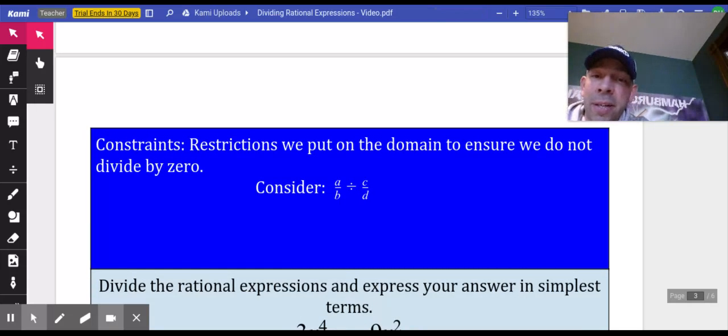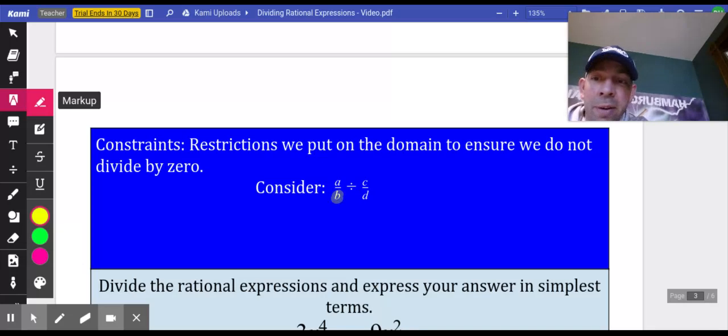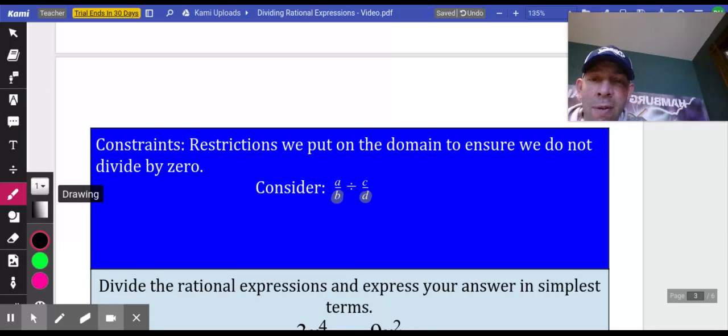In this particular case, each individual fraction in itself can't be divided by 0. So in essence, this b value right here cannot be 0, and this d value cannot be 0. Those are the first two obvious ones to me anyway. B cannot be 0. D itself cannot be 0.